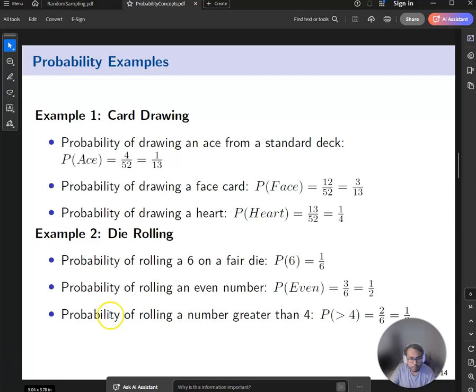What is the probability of rolling a number greater than 4? So the first thing is, what are the outcomes that satisfy this condition? There are 2 outcomes that can satisfy this condition, 5 and 6. So 2 out of 6 makes it 1/3. So you have a 1/3 probability of rolling a number which is greater than 4. So this is the basics of probability.